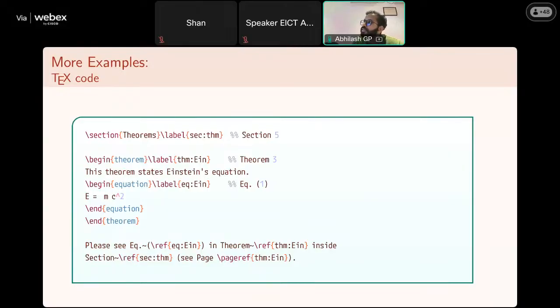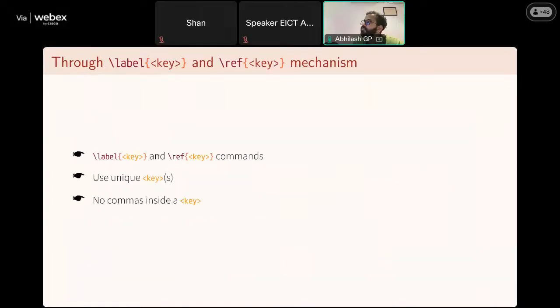So that is the citation. I think you already asked in the morning session. We can easily cross-reference the objects in the document using the label and ref mechanism. So when we add an object, we can easily add a label also. Then we can add the ref command also. So that is the cross-reference mechanism in LaTeX.